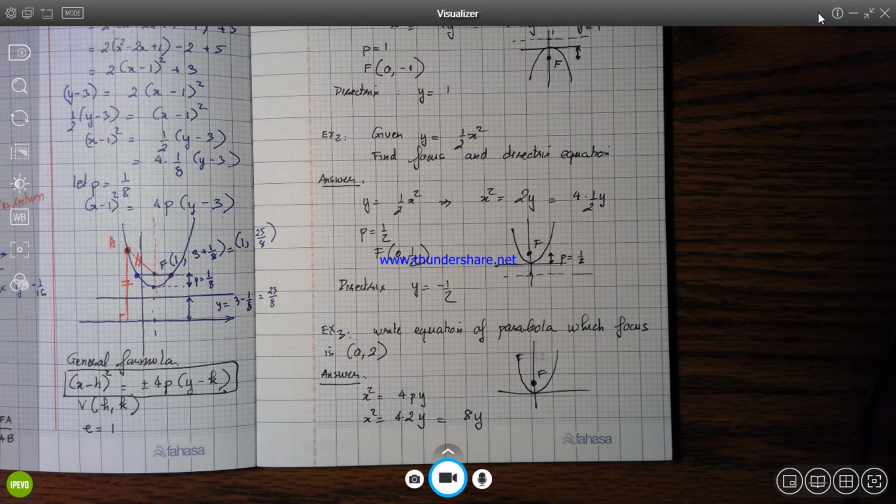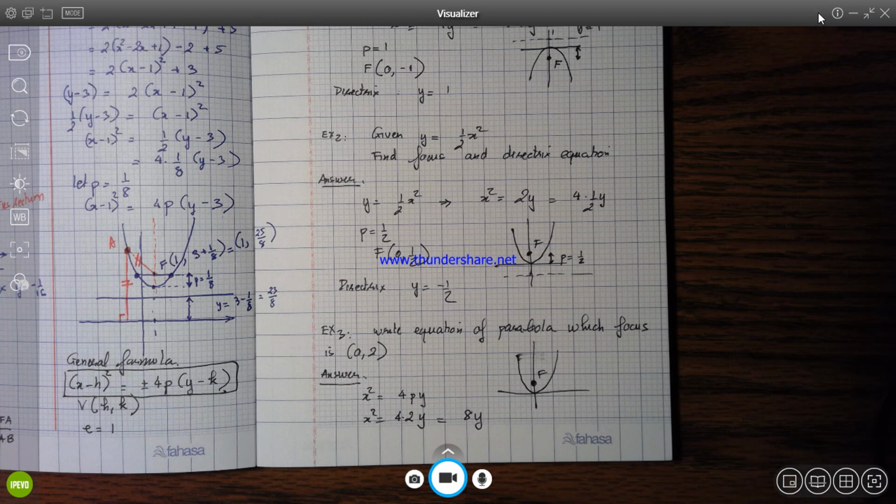If it is opening down, then the vertex is not at the origin anymore. The vertex must be (0, something y), right? Okay, (0, something y). So it could be like this. So in that case, we don't have enough information. The question just asks you to write the equation for the parabola when we have this information only. So if it is upside down, we don't have enough information to write.